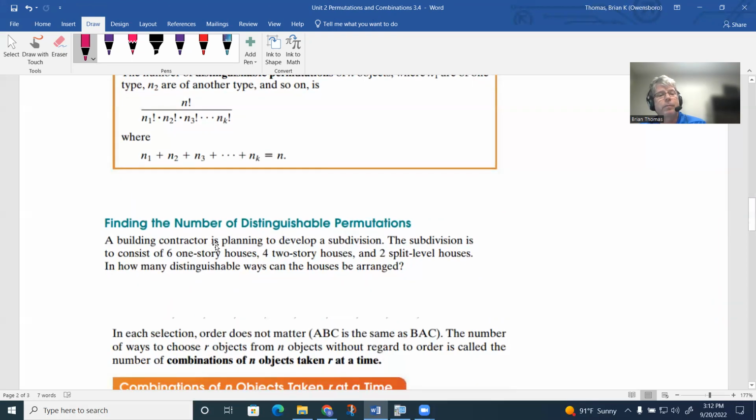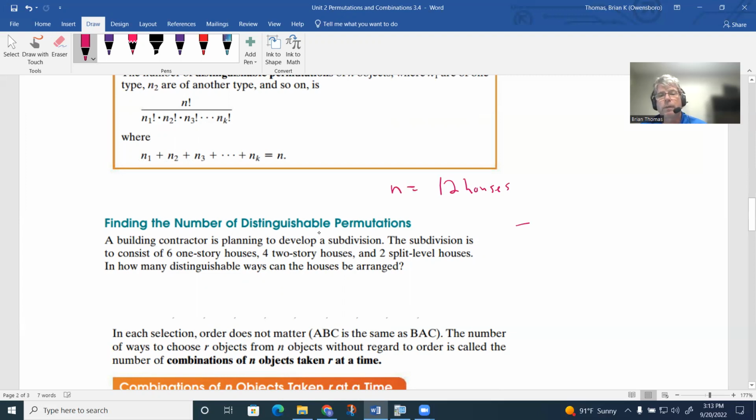So, finding a building contractor is planning to develop a subdivision. The subdivision has 6 one-story houses, 4 two-story houses, and 2 split-level houses. How many distinguishable ways can the houses be arranged? What I pick up on is we have 6 and 4, that's 10, so there are 12 houses being built. So there are 12 objects here, and that would be our n.